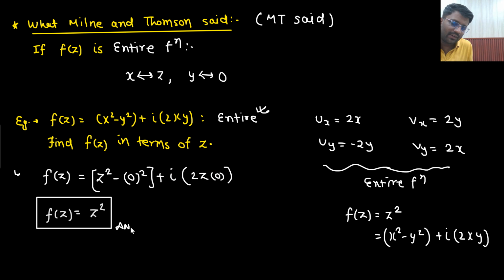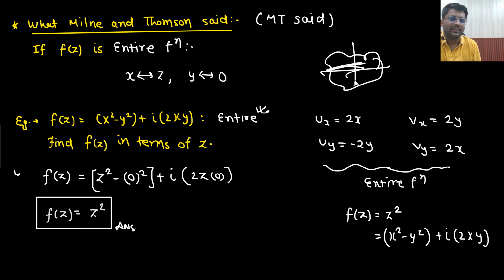That means whenever you get to know that it is an entire function, then you will be very happy. Sir, it is an entire function, then what MT said? MT said x is z, z is x, y is 0. X and z are both interchangeable, y should be 0. That's it. So MT will make you feel very good if it is an entire function. Very very important condition, entire function. Or it could be analytic in a particular domain. Let's just say I am defining a particular domain. In this domain it is analytic. Okay.